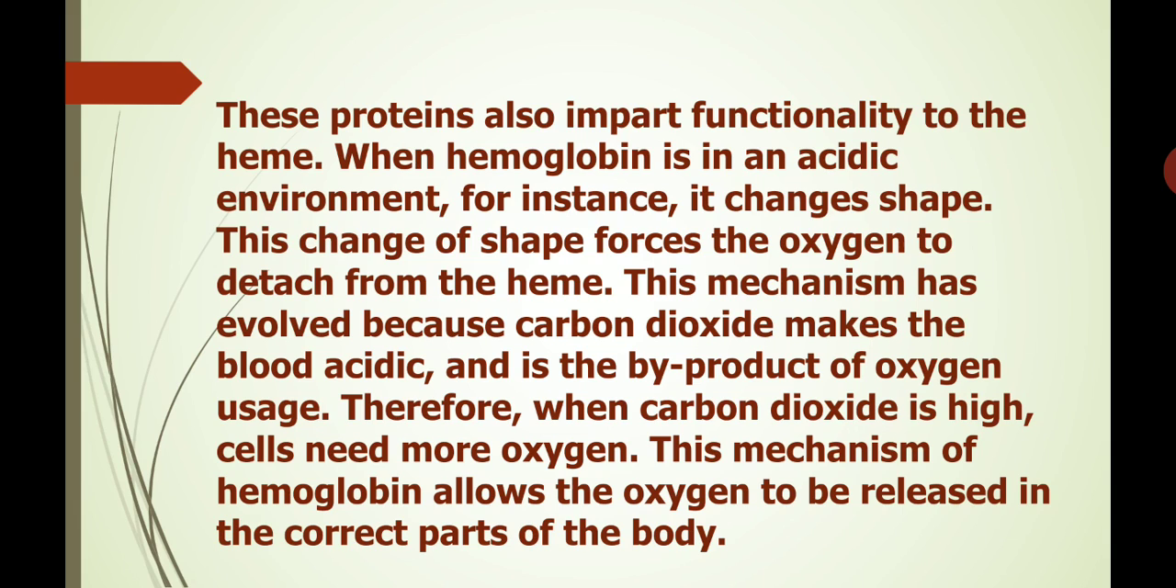This mechanism has evolved because carbon dioxide makes the blood acidic and is the byproduct of oxygen usage. Therefore, when carbon dioxide is high, cells need more oxygen, and this mechanism of hemoglobin allows the oxygen to be released in the correct parts of the body.